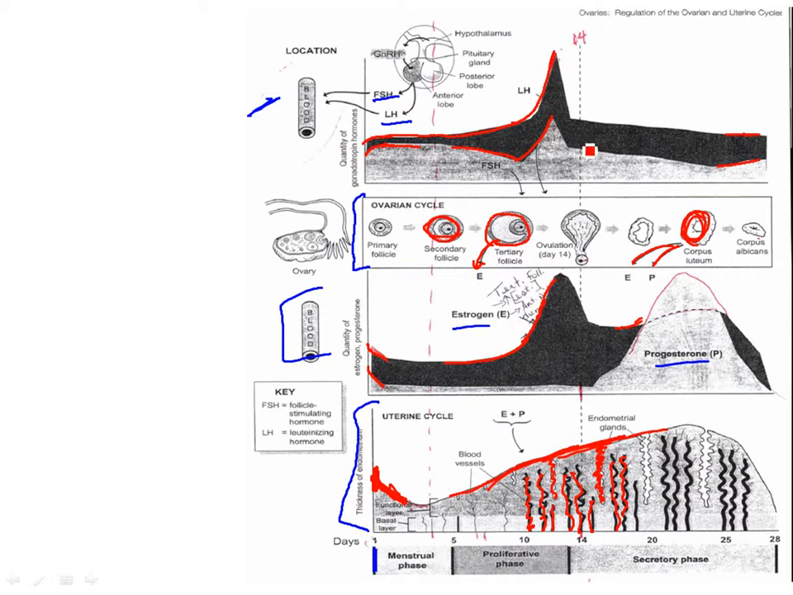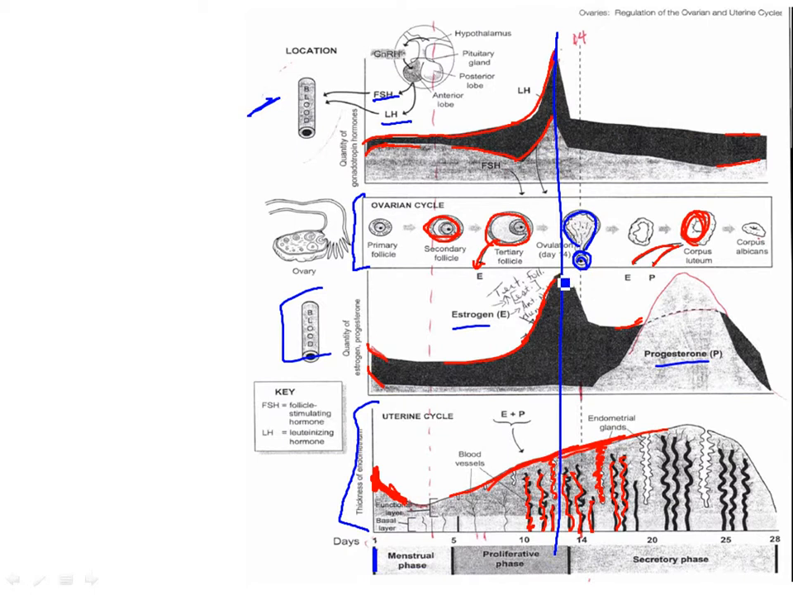Your LH triggers ovulation. So let's change colors now and go with blue. We're going to ovulate. Okay, so our LH levels spiked here right before day 14. Okay, so we look here. Right before day 14, our luteinizing hormone levels spike. That stimulates ovulation to occur. Now that oocyte is out in the fallopian tubes waiting to be fertilized.